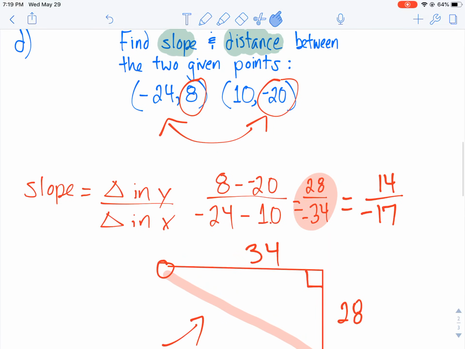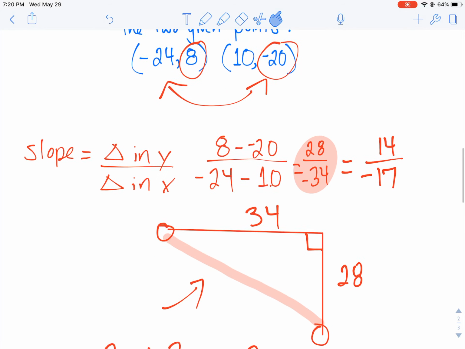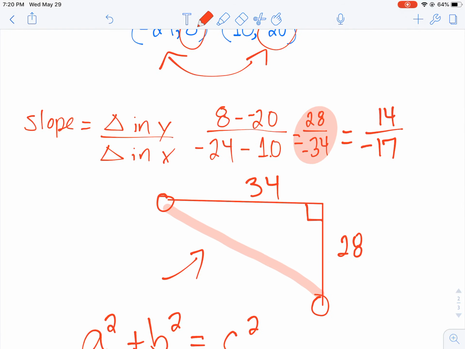Remember, you want to find this. If you're finding the slope, remember, change in y over change in x. The slope doesn't give you the distance, though. That distance is that hypotenuse right here, which is what we're looking for. So, hopefully this helps you work through some problems where you have to find the slope between 2 points as well as the distance. Good luck.